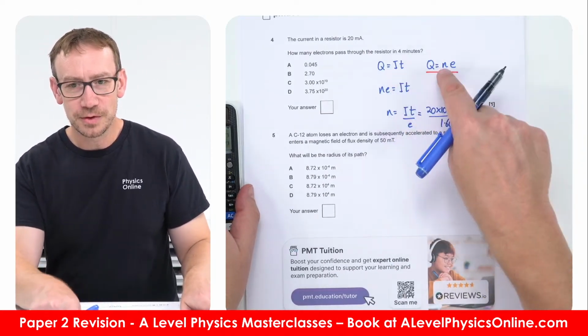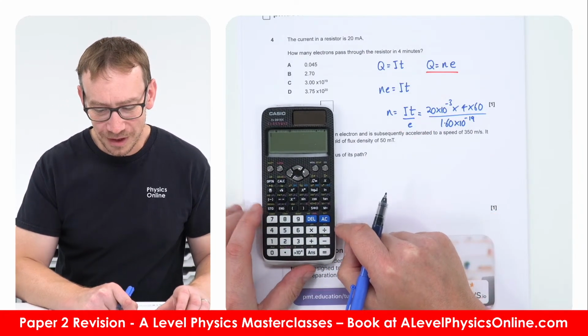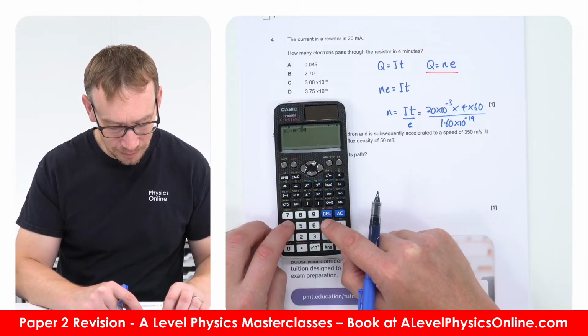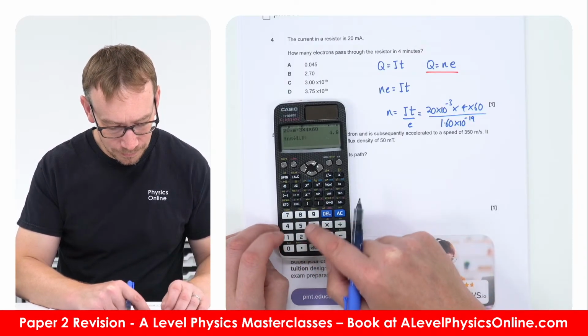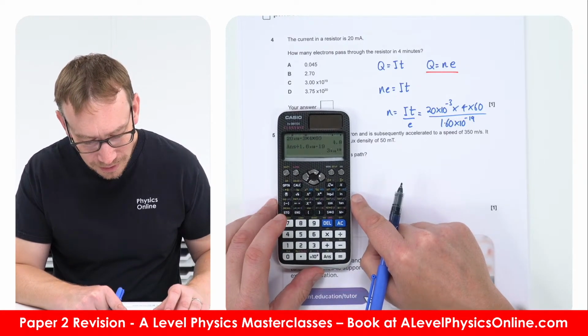So these two equations I'm going to put together. People are saying C. Right, let's see what we've got. So we've got 20 times 10 to the minus 3 times 4 times 60, which gives 3 times 10 to the 19.